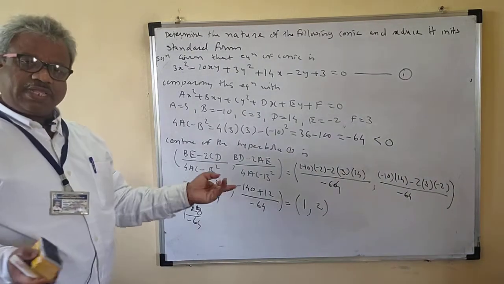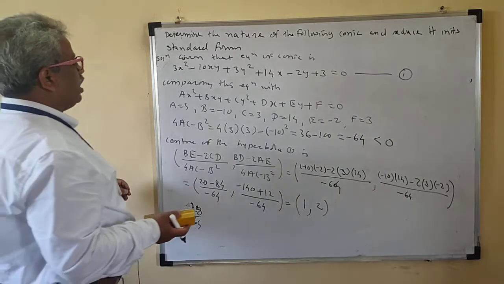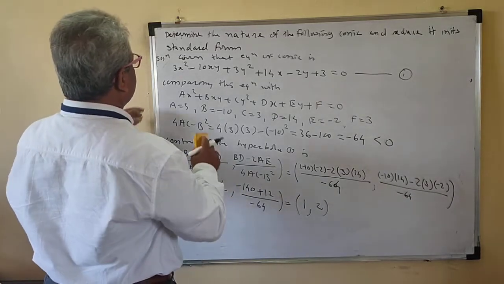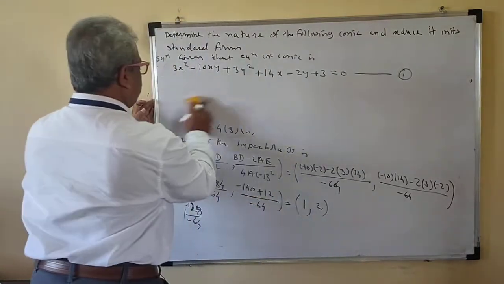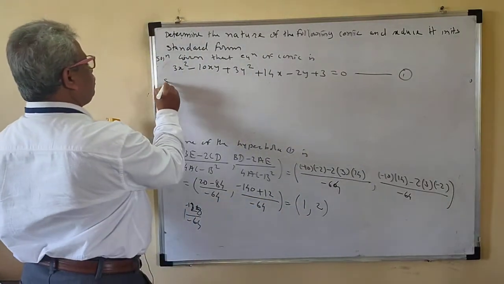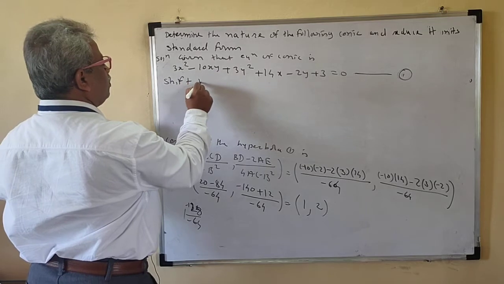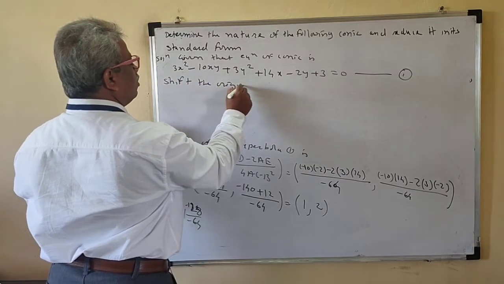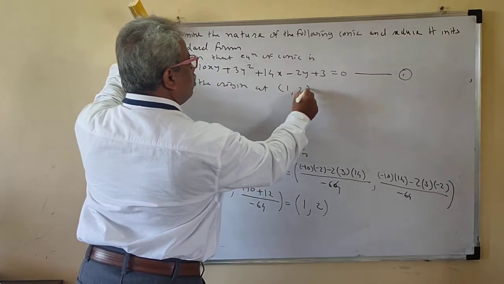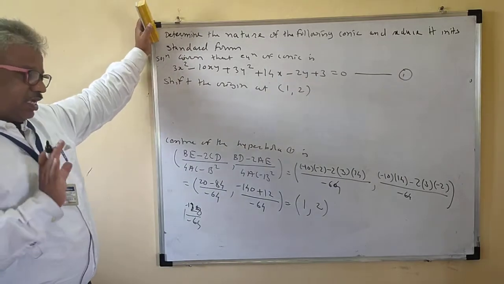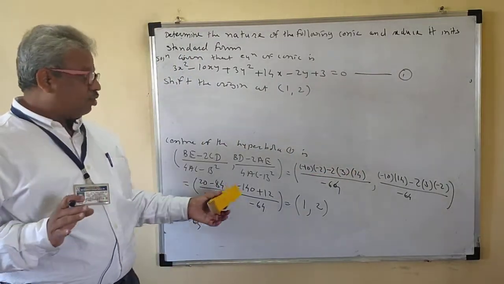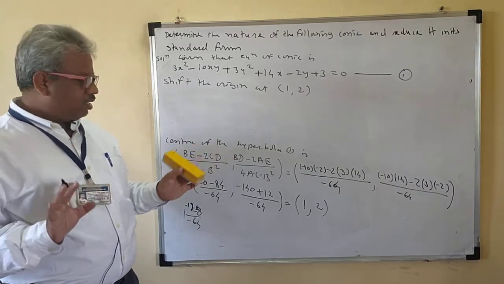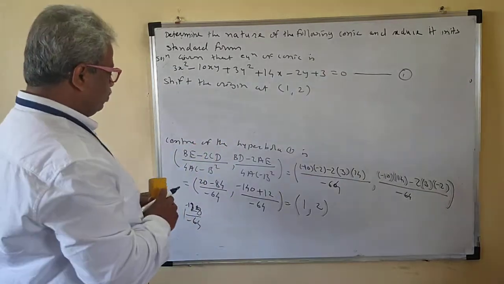Okay, so we can check whether this is correct or not. What I will do is erase all these things. Now shift the origin to 1, 2. We'll check whether this is correct or not. If you make some mistake somewhere, then you will find out whether it is correct or not.